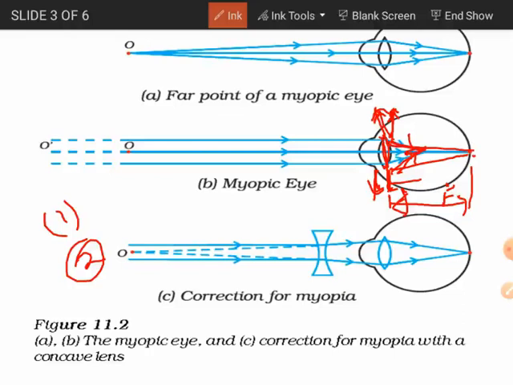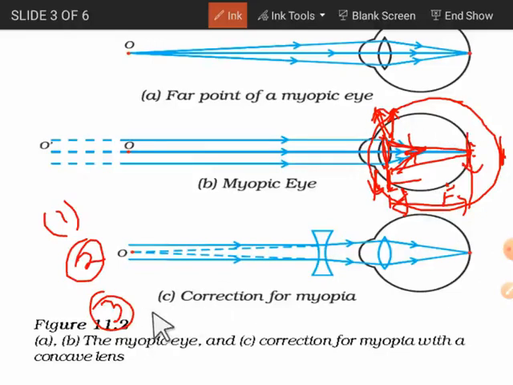Or the third one is due to the elongation of the eyeball. This eyeball is actually of normal size, for example. If the size of the eye had been enlarged, we call that elongation of the eyeball. Then naturally your retina will be farther back, so your image will be formed in front of the retina, like this, right? So this is the third cause, due to the elongation of the eyeball.